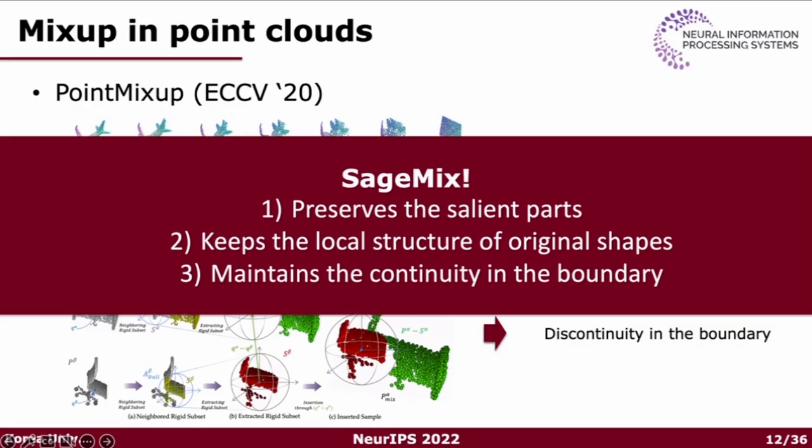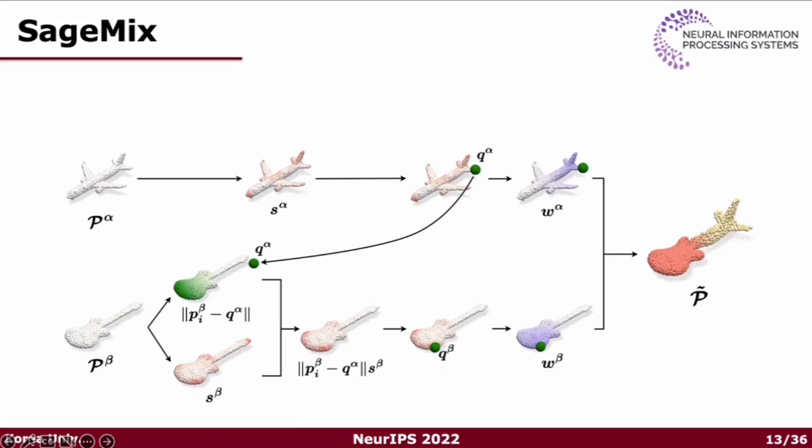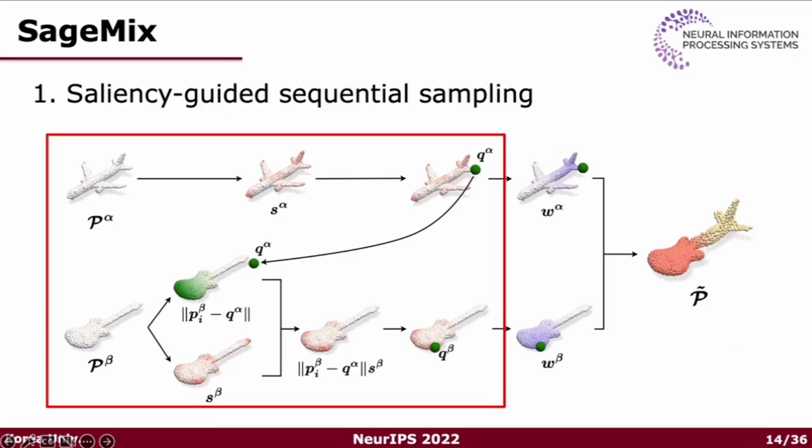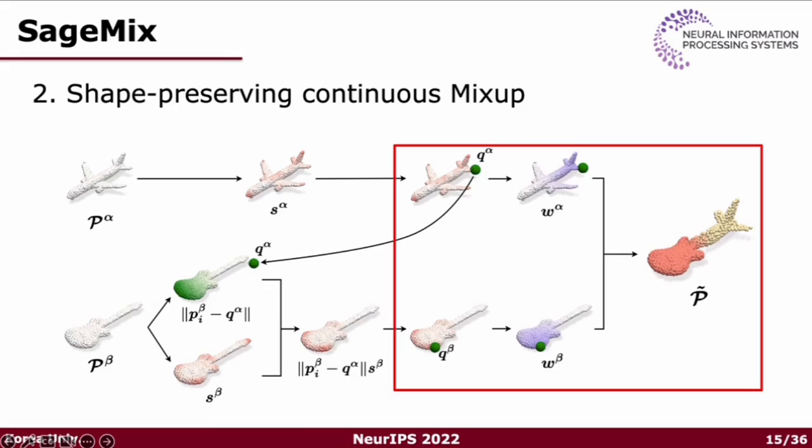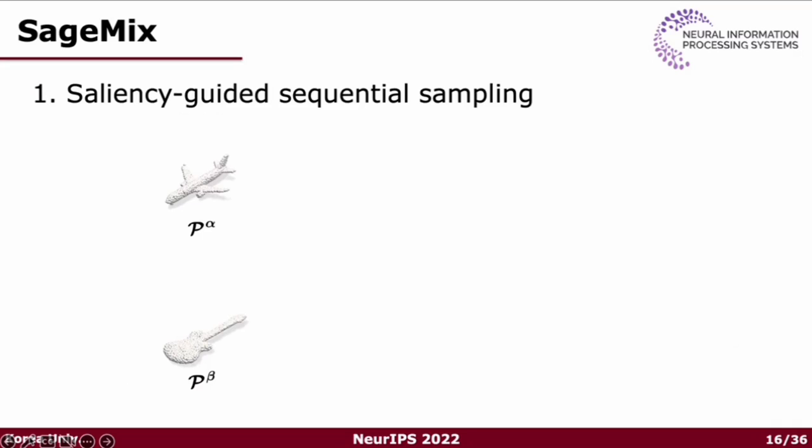Here, to generate a continuous sample while preserving the discriminative local structure, we introduce a novel saliency-guided mixup, SageMix. SageMix generates an augmented sample in two steps. First, it extracts the salient region centered at a query point, colored in green in the figure. Second, it smoothly combines them through continuous weights in the Euclidean space.